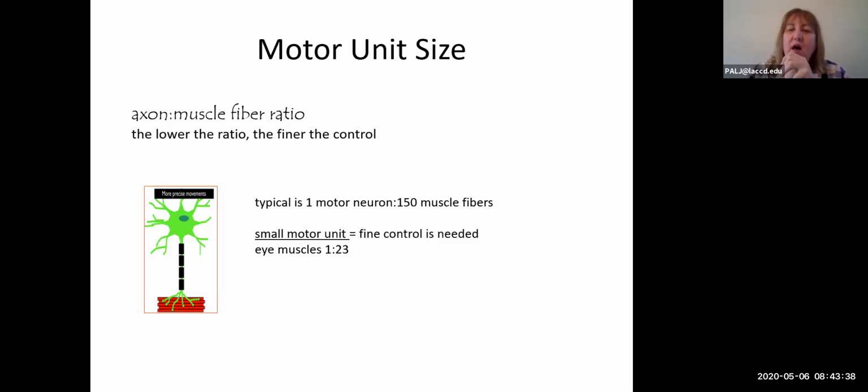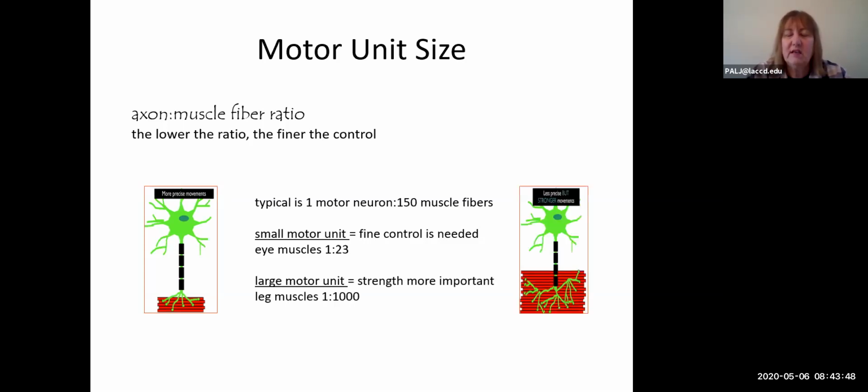In contrast to a small motor unit, for instance the eye muscles, 23 cells contracting per neuron, a large motor unit comes into play where strength is more important. An example of this would be in your quadriceps or your hamstrings or your buttock muscles, where upwards of 1,000 cells are going to be innervated per neuron, giving you a lot of muscles contracting at once, giving real power behind that. All right.